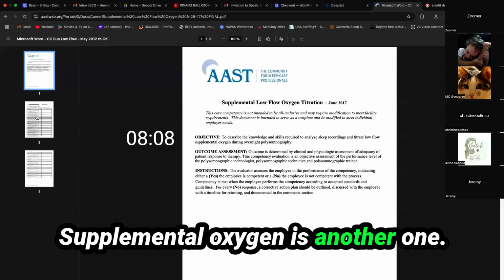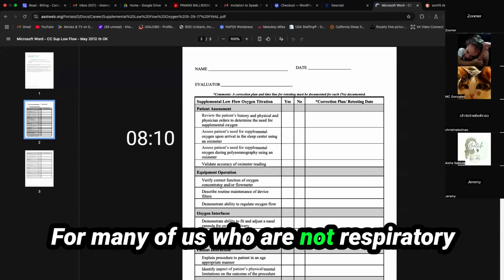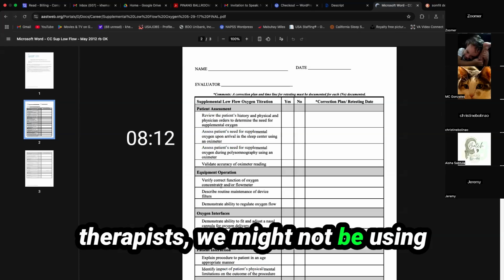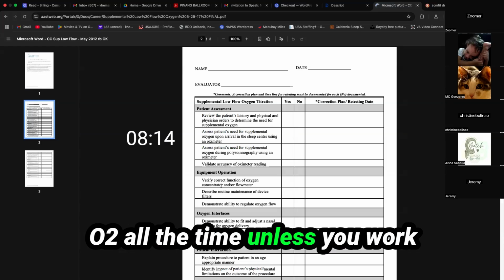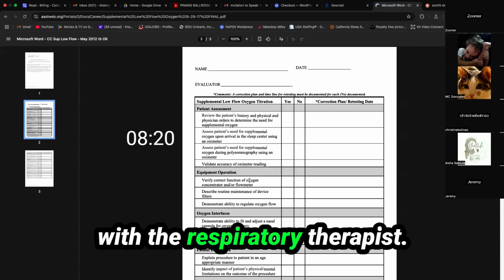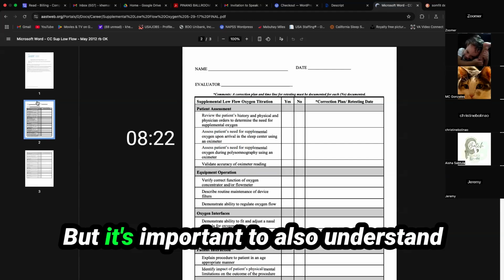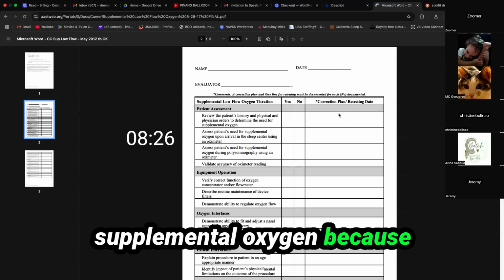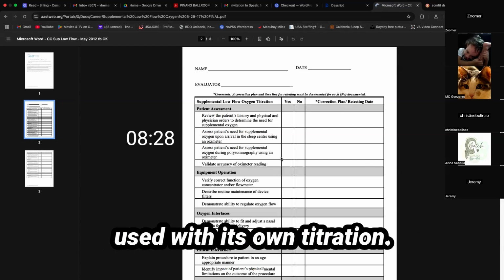Supplemental oxygen is another one. For many of us who are not respiratory therapists, we might not be using O2 all the time unless you worked in a unit, ward, or ER before, or work with the respiratory therapists. But it's important to also understand supplemental oxygen because supplemental oxygen can be used with its own titration.